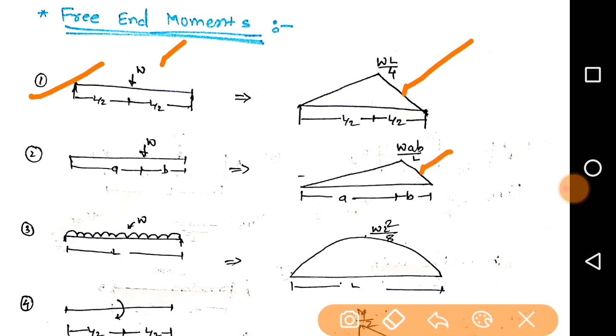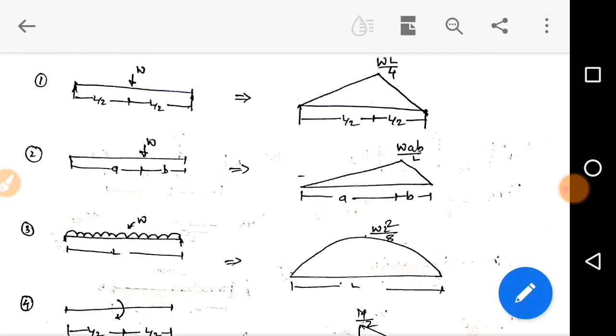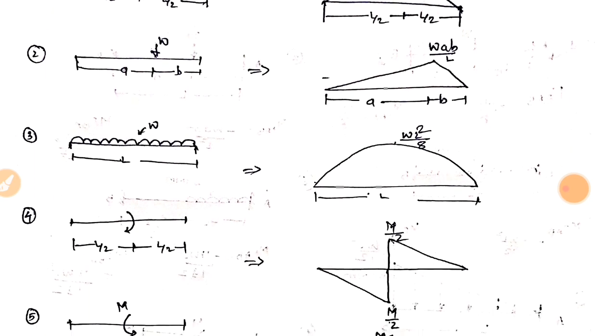Where the point load is acting, at that point we have the maximum bending moment, and that will be Wab upon L. Also, when the UDL is acting on a particular span, what will be the free bending moment? That will be a second degree parabola, and it will be WL square divided by 8. Free bending moment diagram will be WL square divided by 8.